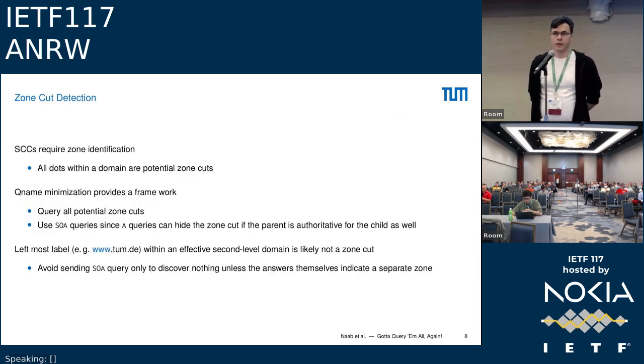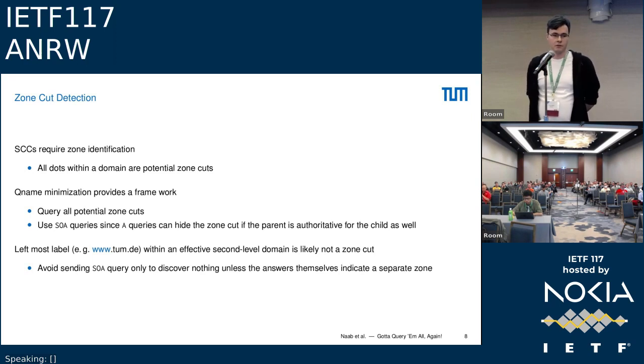So in order to figure out those strongly connected components, we need our zones. We need to detect what might be a zone, what can be externally observed as a zone. So for all dots within the name, we need to figure out: is that a zone? Is there a delegation there? Or is that simply a subdomain in another zone?